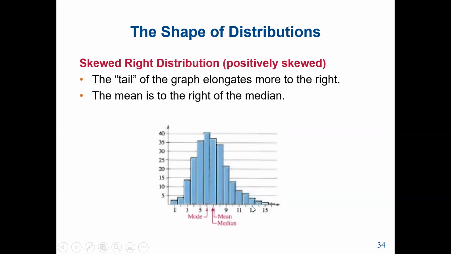And then we also have the positive skew. We can see from the diagram, in a positive skew, the mean is greater than the median. So the mean is to the right, the median to the left. The tail of the graph elongates more to the right. The mean is to the right of the median. So the mean value is greater than the median.